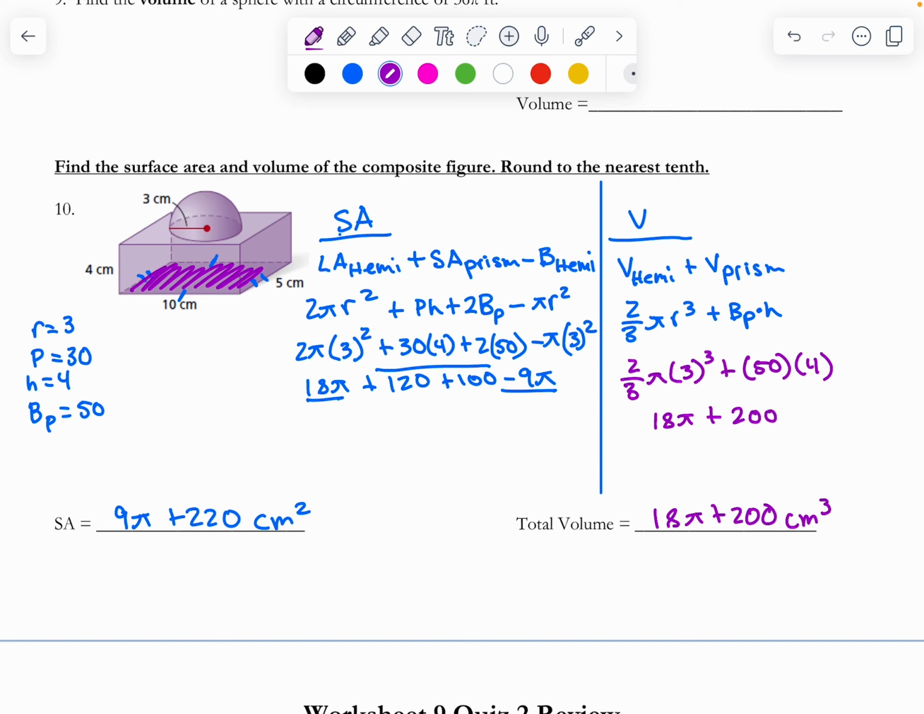So I guess my biggest hint on these is, again, and I've said this in the past, just label as many things as possible. Get your equation down and then just plug everything in, and it's going to simplify things so much for you.